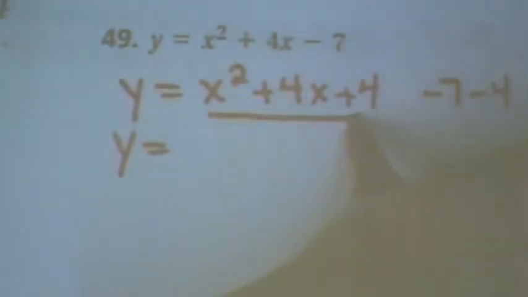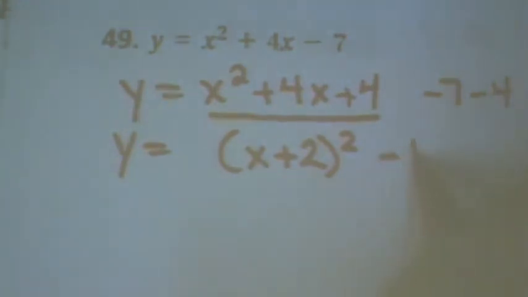Factor these 3. What do you get when you factor those 3? x plus 2 squared. And then what's this? Minus 1. Now you know the vertex, you know the axis of symmetry.